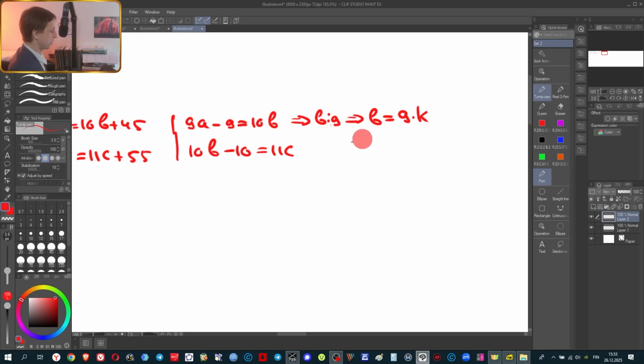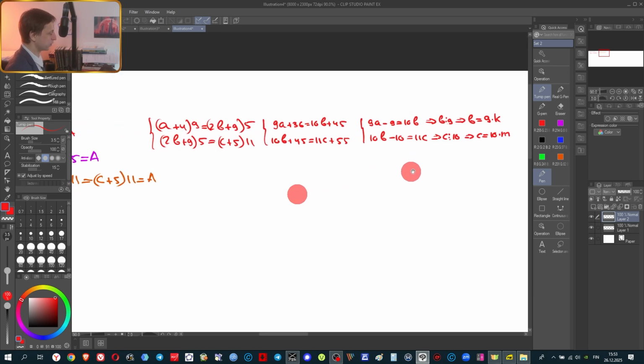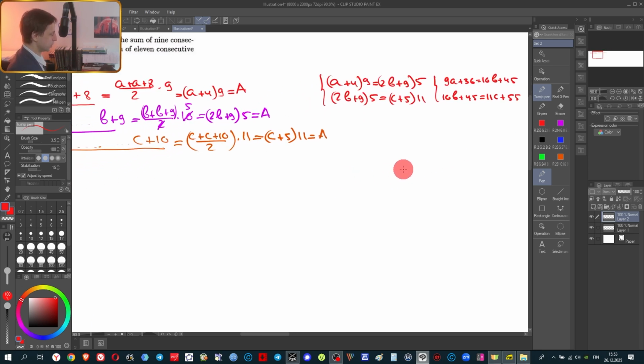This is just a simple conclusion. The same is here. 11c is divisible by 10, because this one is divisible by 10. 11 has nothing in common with 10, no common prime factors, and therefore c must be divisible by 10, and therefore c should look like 10 times m, where m is some integer number. And it is a very strong conclusion, so let's write it here. So b should look like 9 times k for some integer number k, and c should look like 10 times m for some integer number m.